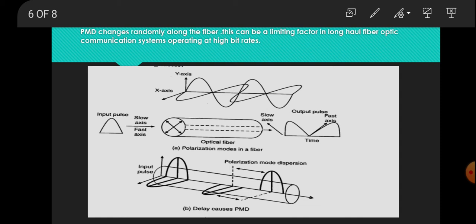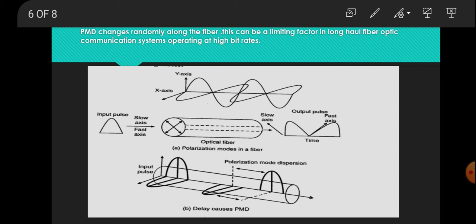And suppose in the second figure an input pulse is given to an optical fiber. In the optical fiber cable, sometimes some factors will result in the pulse propagating in a fast manner, or some may be slower because of other reasons. So we are marking it as a slow axis and fast axis. When the electric field orientation pulses go through the fast axis, they will be received faster, and once propagated through the slow axis, the reception will be slower.